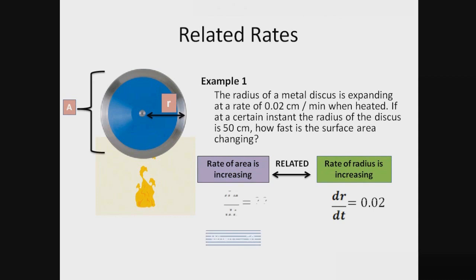Let's say area is A and radius is r. The information given, which is dr over dt, or also known as the radius change over time, is given as 0.02 centimeter per minute. But what we want to know is dA over dt, which is the change of area over time, at the moment when the radius is 50 centimeters.